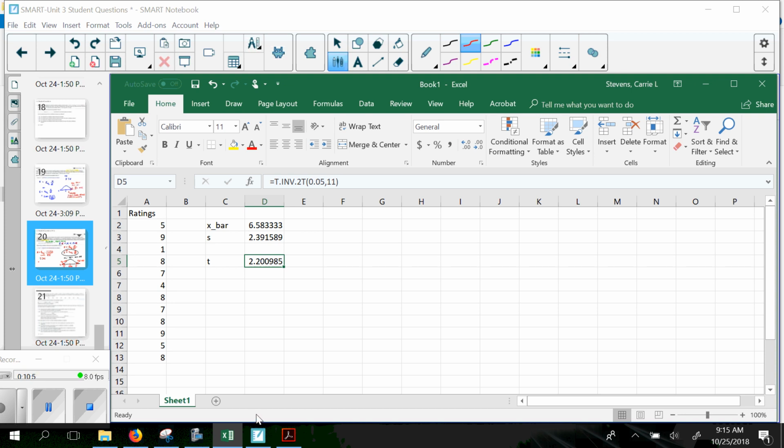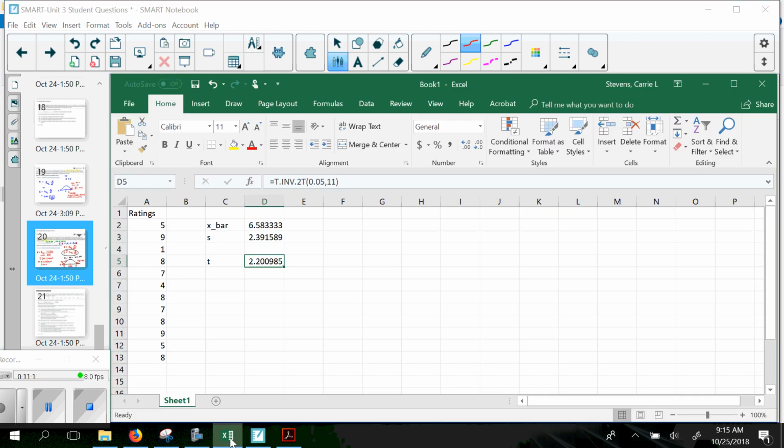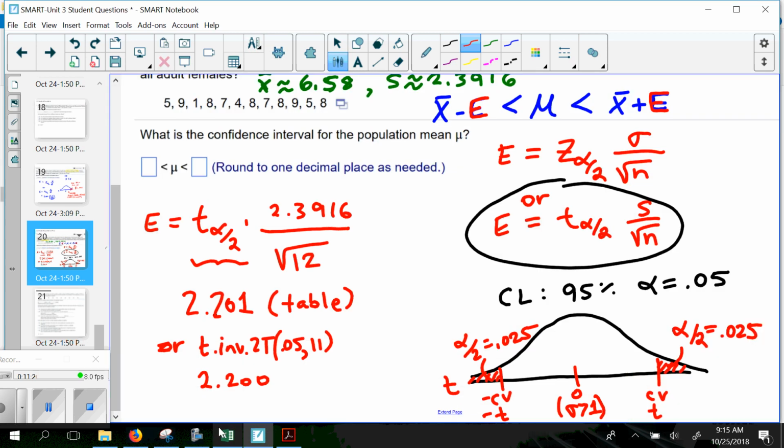So if I'm using inverse t, then let's see. This is from the table here, or from t dot inverse, we got 2.200, I think it rounded off to. Oh no, it does round off to the same, so that works out fine. There's not going to be any difference at all. Sometimes you'll see a difference between the one in the table and the one from Excel, but here it rounds off the same.